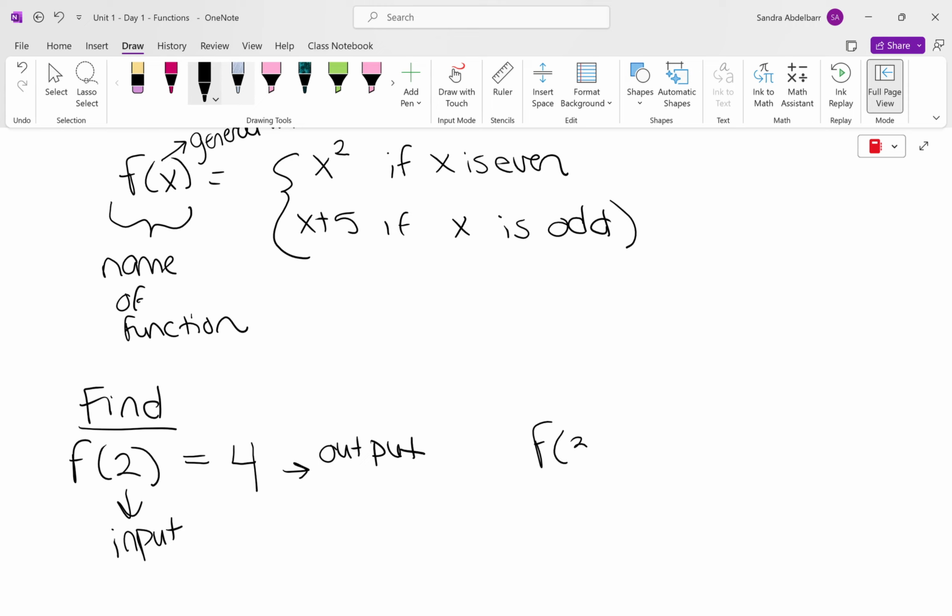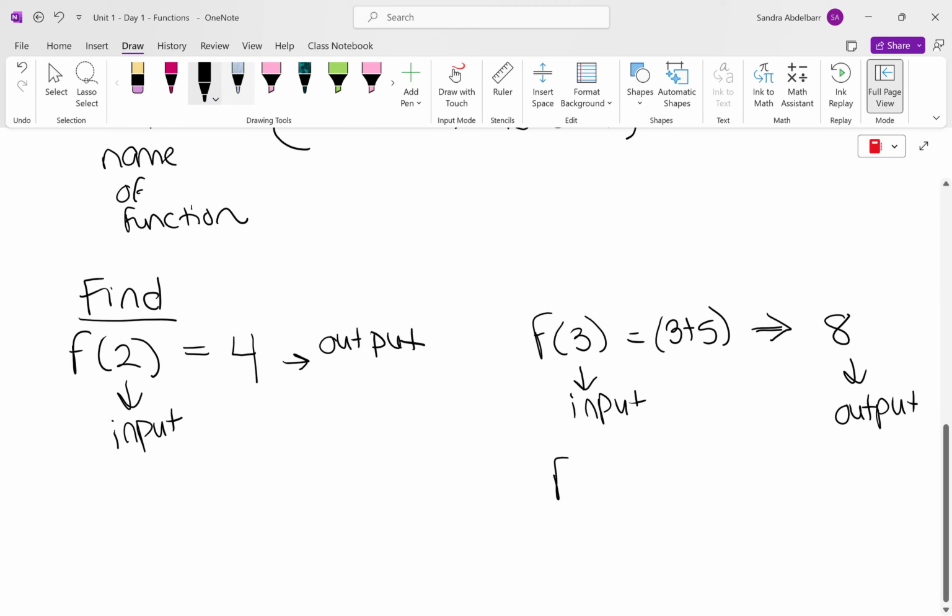Well, now let's say I ask you to find f of 3. Now is 3 even or odd? 3 is odd. So which expression am I plugging into, x squared or x plus 5? X plus 5. So what are we doing? We're doing 3 plus 5, which is going to output 8. So my input was 3. My output was 8. In this, f of 3 equals 8.